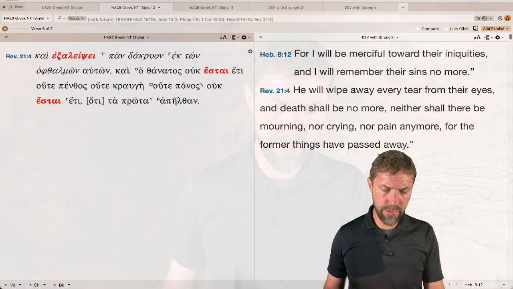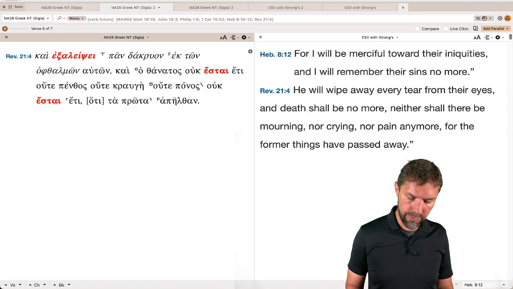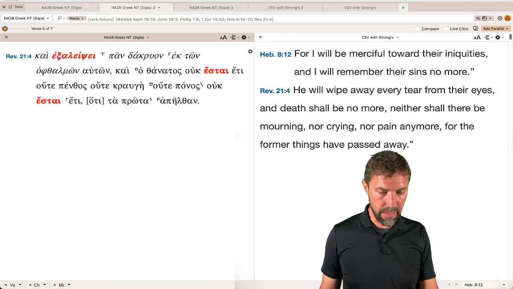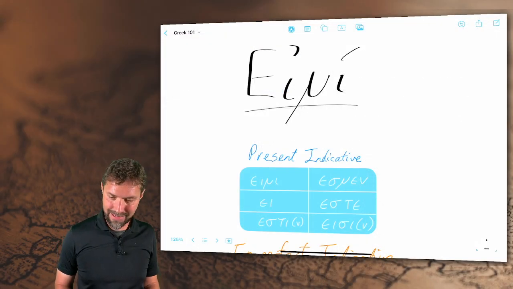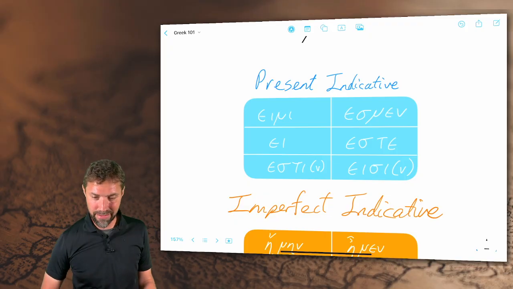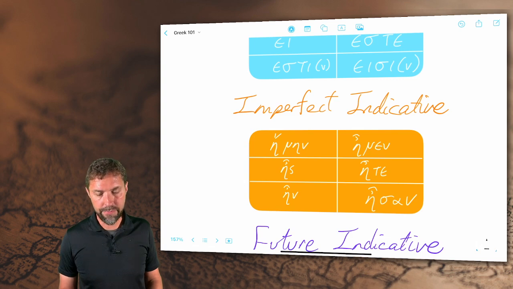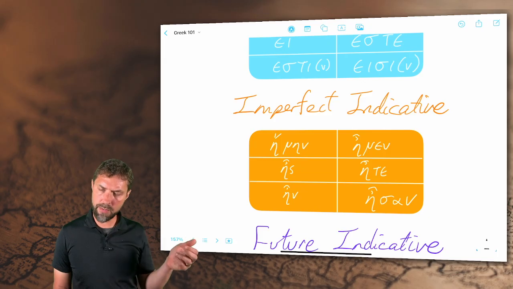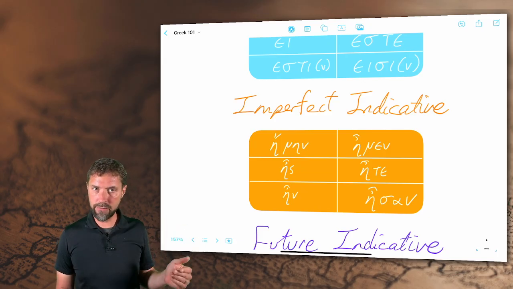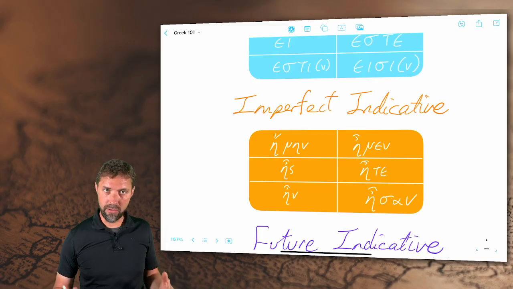You just saw here a moment ago these futures. You see estai a couple of times. And so I need to talk about that for a moment, because one of the things we've also worked on with several of the tenses are the forms of eimi. So we've picked up in previous discussions the present indicative of eimi. Eimi, ei, estin, esmen, este, eisin. Imperfect indicative, ēmēn, ēs, ēn, ēmen, ēte, ēsan. If that's not already clear in your mind, go back, get those reviewed. You want to know these forms. These are the is forms for the is verbs. So you're going to see that a lot, and we just saw it there.